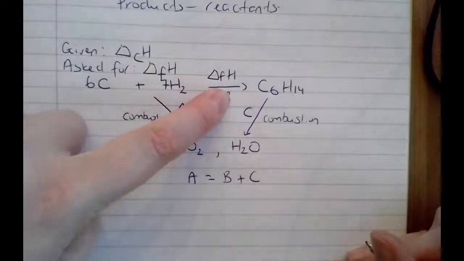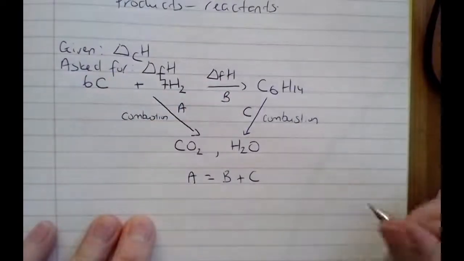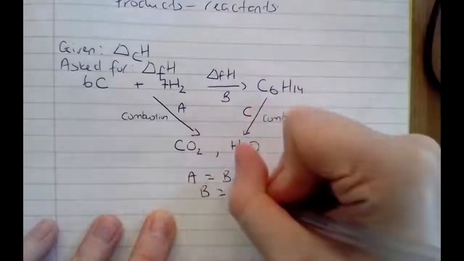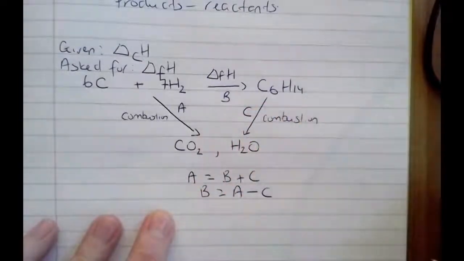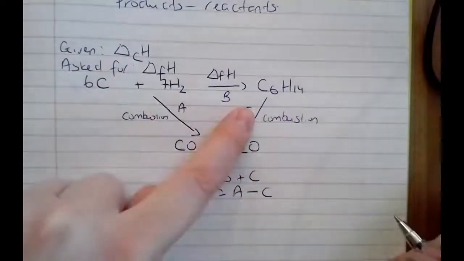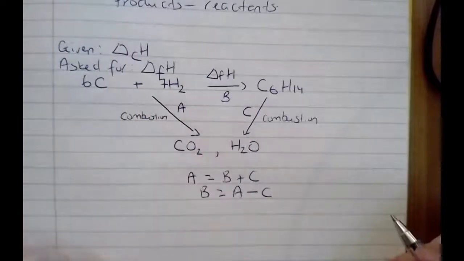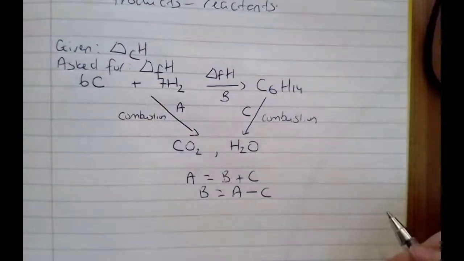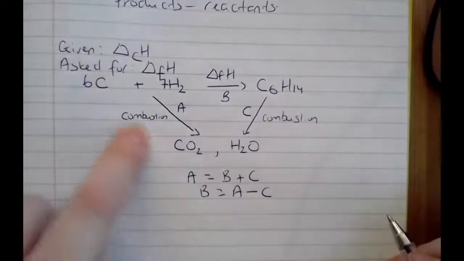It's B that we're interested in. That's what we're trying to find. So if I rearrange the equation to make B equals, I can write B equals A minus C. So I need to find A and I need to find C and then plug them into this equation. All right. So in order to find A, I'm going to use the values that they've given me in the book. Okay. They've given me the combustion data, and this is a combustion reaction.